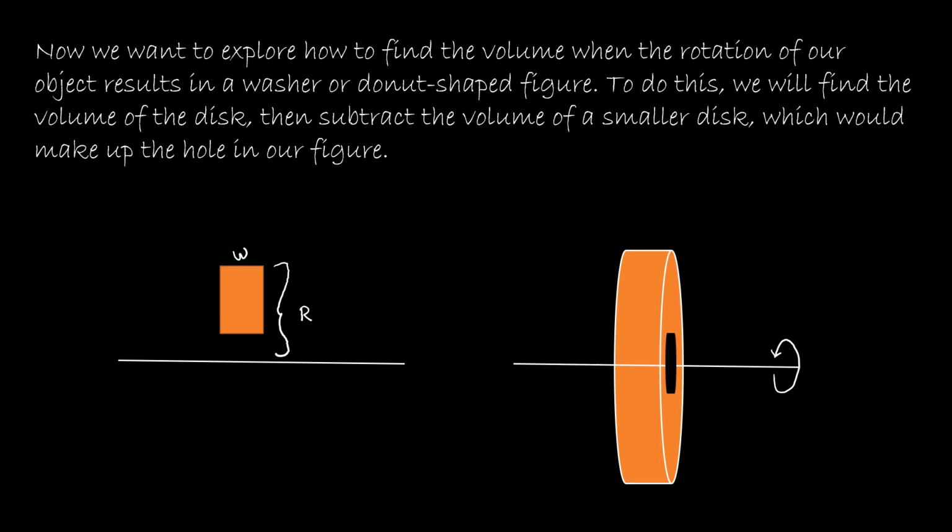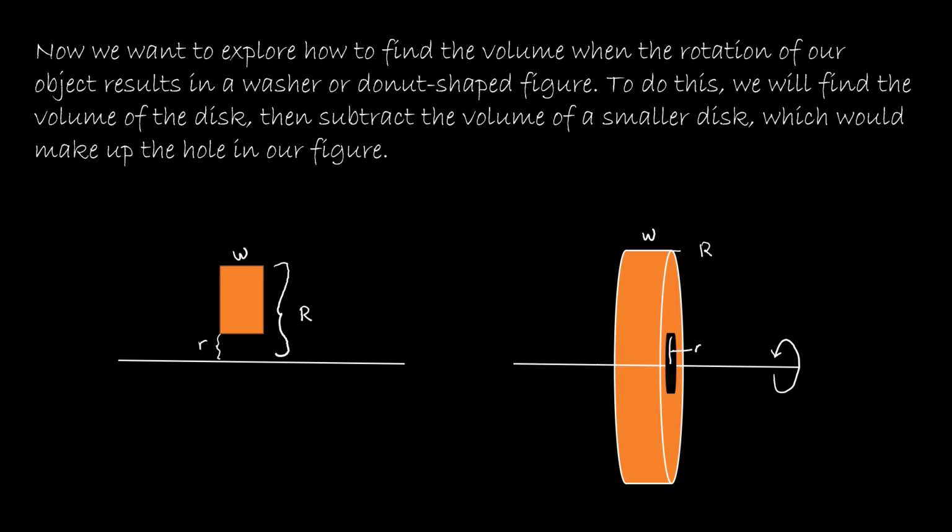And now what we have is a smaller radius, which we're going to call little r. So we can see that if we take this figure that is now separated from the x-axis and rotate it about the x-axis, we would end up with a hole in our figure. The radius of the hole would be that little r value, and of course the radius of the larger disk would be the big R value, and we would still have W here.